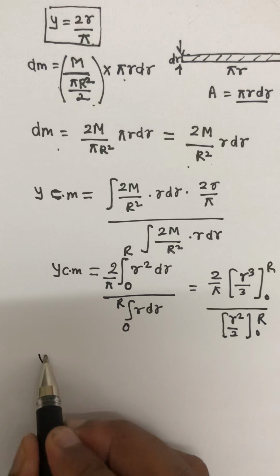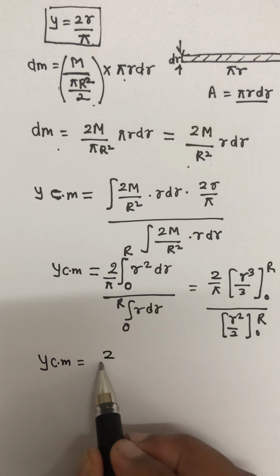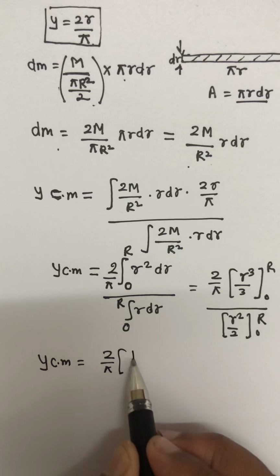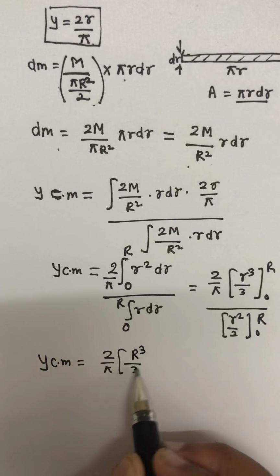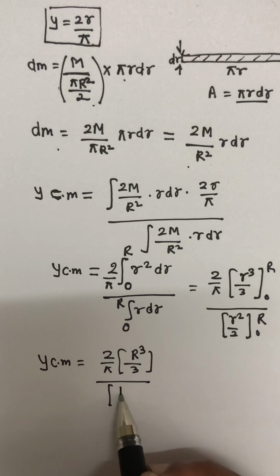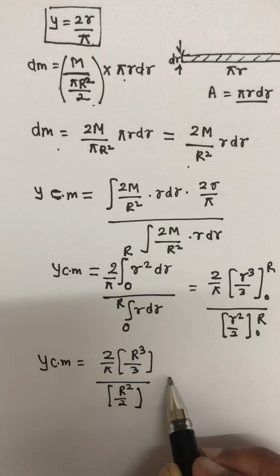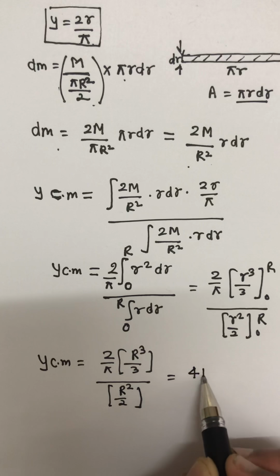When I put this limit, I'll get YCM is equal to 2 by pi, R cube by 3, divided by R square by 2. If I solve this one, I'll get 4R by 3 pi.